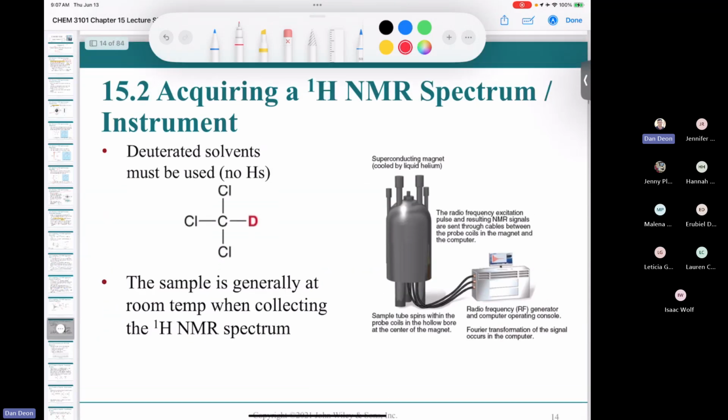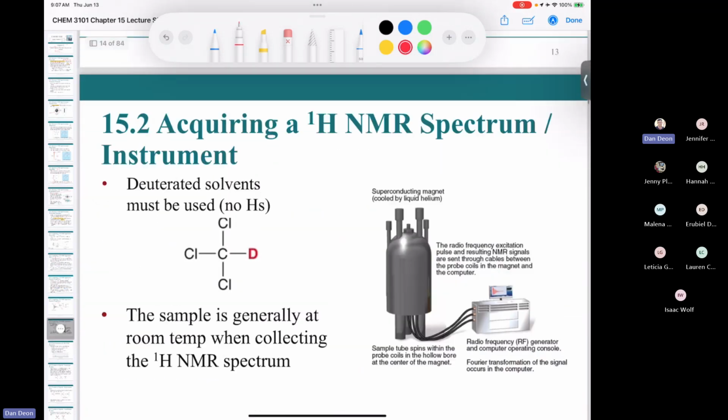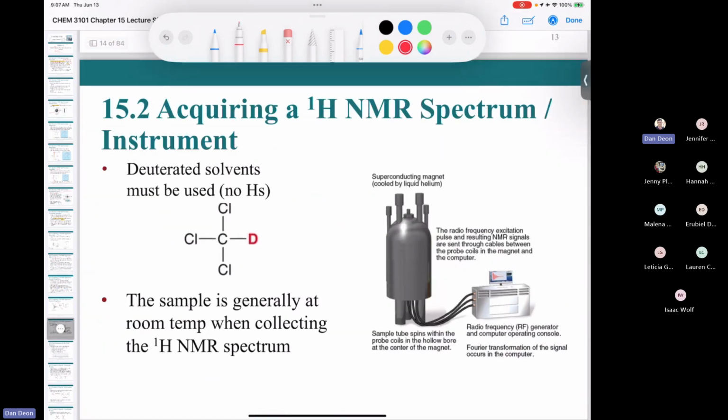Anyhow, sorry you guys, I'm going on, but we'll do one more slide and then we'll take a break. So what are some common deuterated solvents? I told you that one of them would be D2O instead of H2O. Another one: instead of chloroform, which is CHCl3, you get rid of the hydrogen and replace it with deuterium, and you get CDCl3, which is shown here.